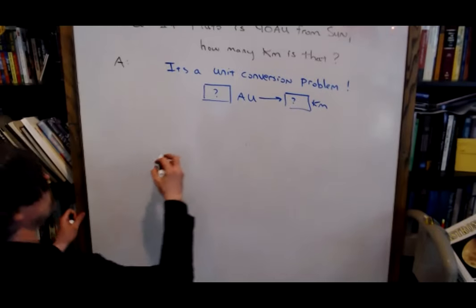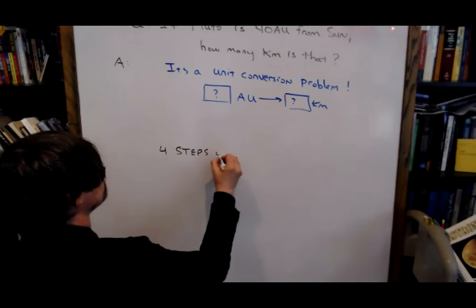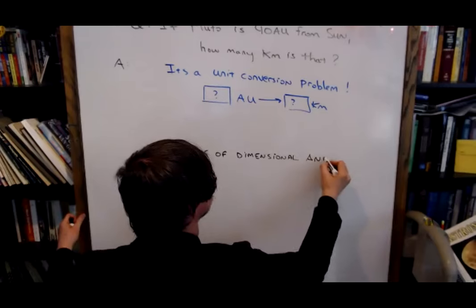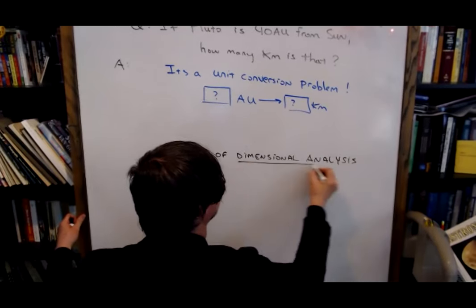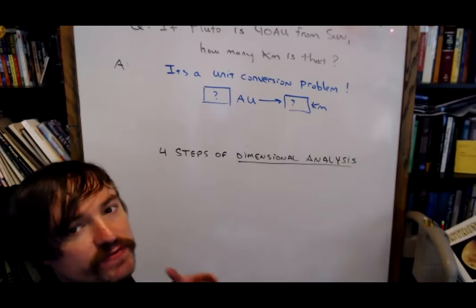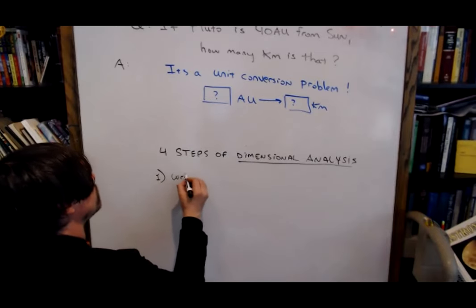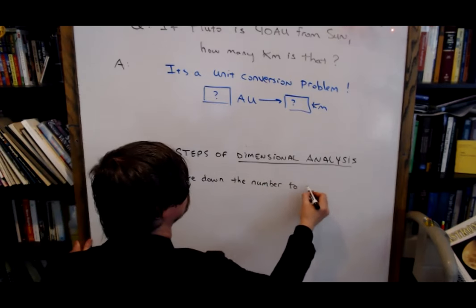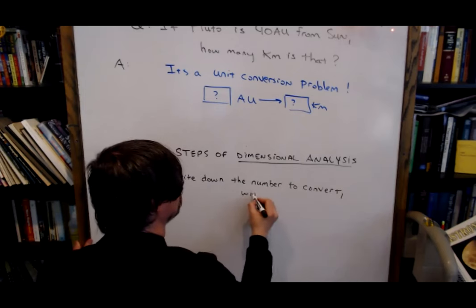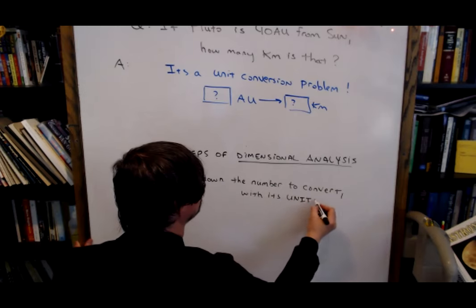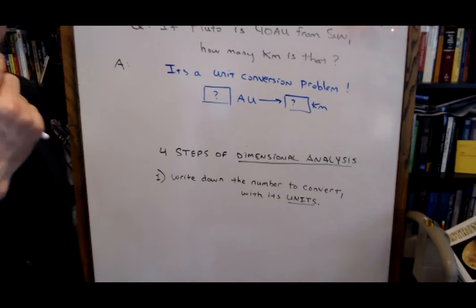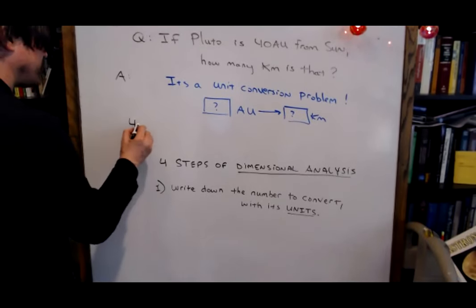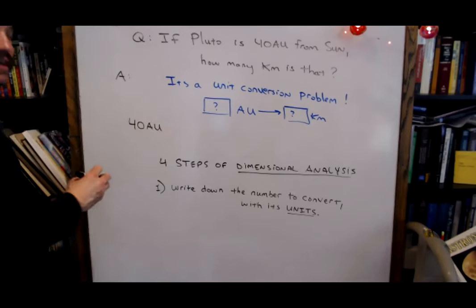I am now going to teach you what is called the four steps of dimensional analysis. And it's a simple four-step plan that will help you solve tricky problems like this in the future. Here's step one. Step one is to write down the number to convert with its units. So class, to begin this problem, what number would I want to write down? 40 AU. Very good. That's the number I'm trying to convert, so I'm just going to write it down. 40 AU.